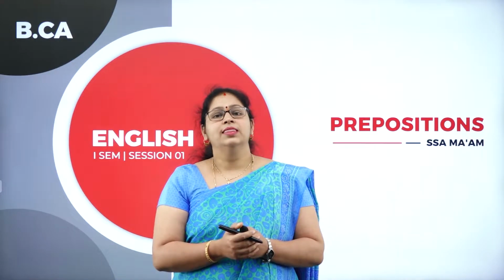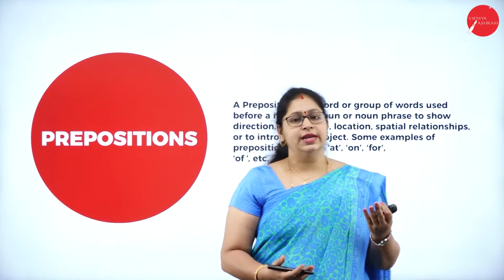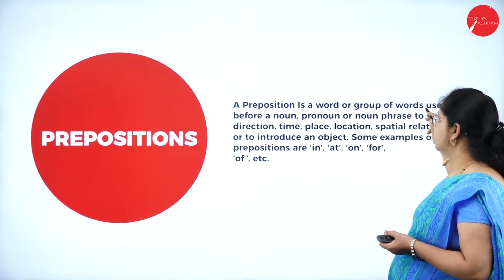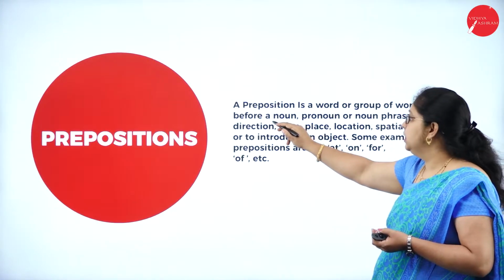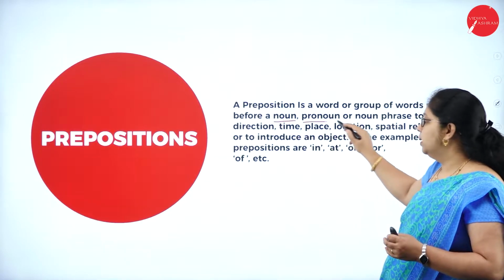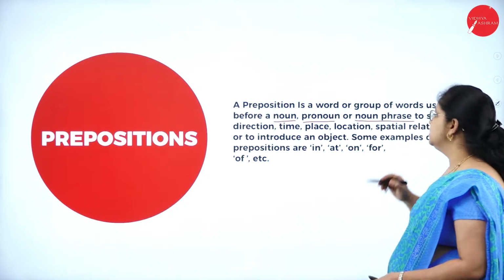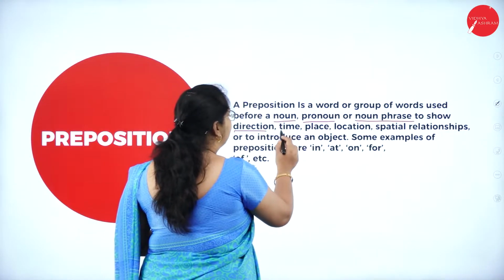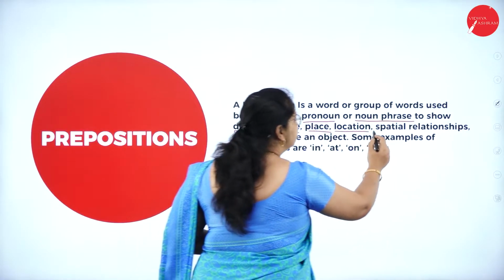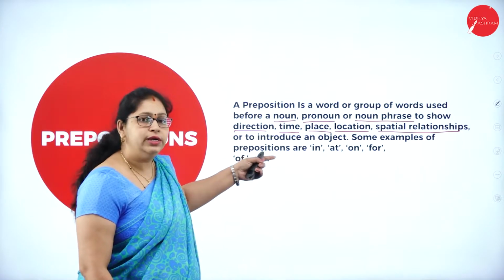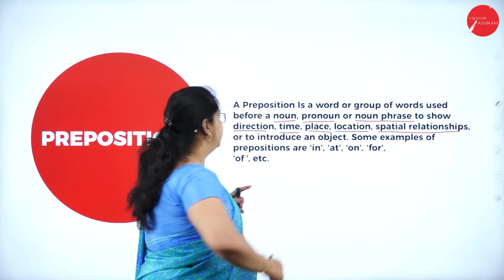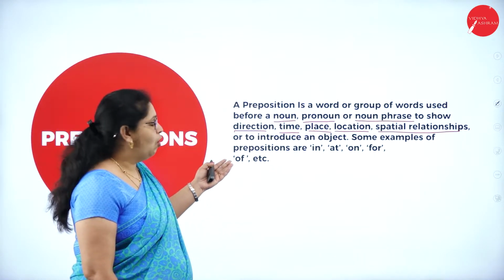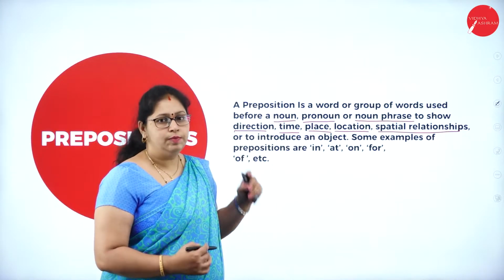Let's start now with the prepositions. So first let me tell you what prepositions are. A preposition is a word or group of words used before a noun. See, it is used before a noun or a pronoun or a noun phrase to show the direction. What does it show? It shows the direction, time, place, location, spatial relationships, or to introduce an object. Some examples of prepositions are in, at, on, for, above, below, of. All these are examples of prepositions.